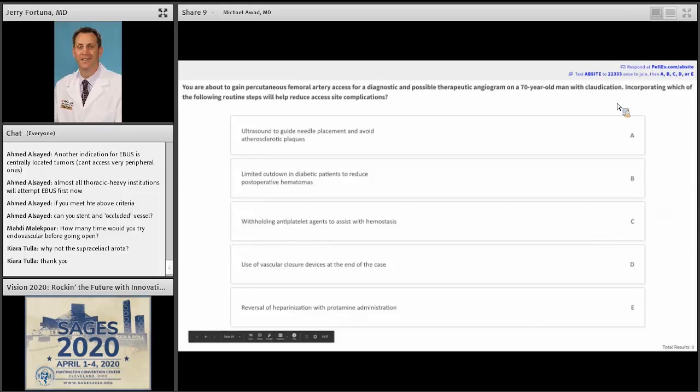You are about to gain percutaneous femoral artery access for a diagnostic and possible therapeutic angiogram on a 70-year-old man with claudication. Incorporating which of the following routine steps will help reduce access site complications? A, ultrasound to guide needle placement and avoid atherosclerotic plaques. B, limited cut down in diabetic patients to reduce postoperative hematomas. C, withholding antiplatelet agents to assist with hemostasis. D, use of vascular closure devices at the end of the case. E, reversal of heparinization with protamine administration.